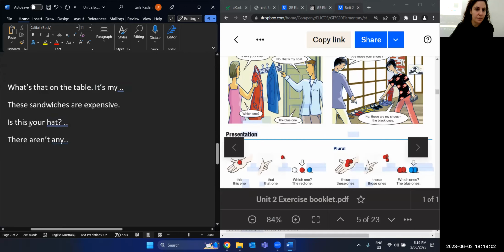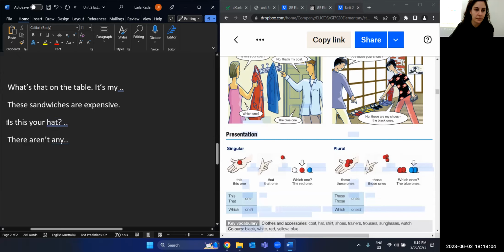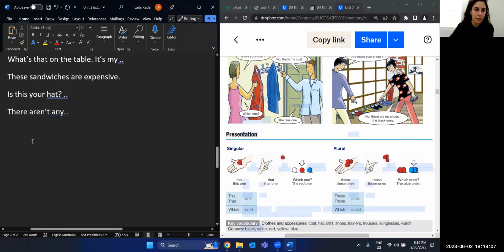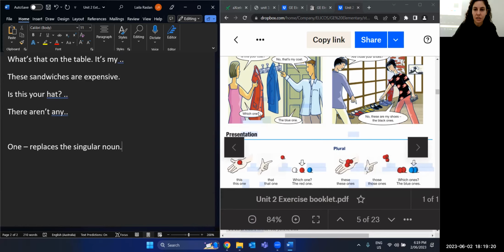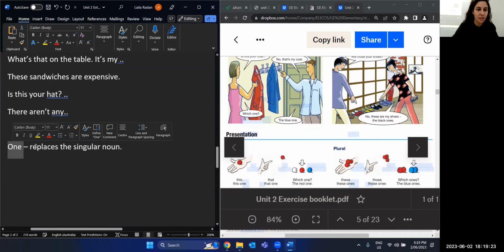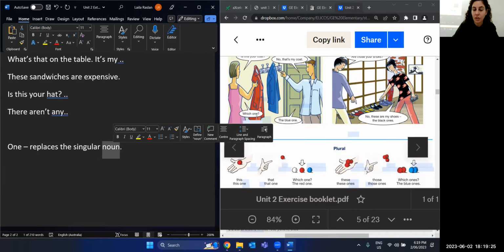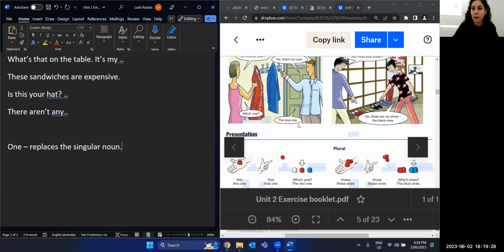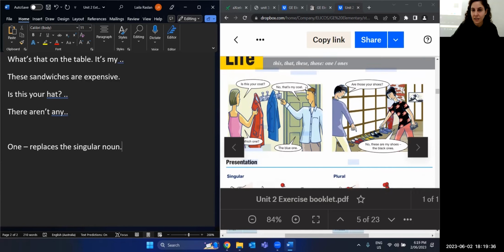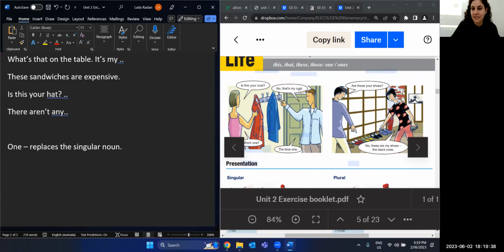So the word one replaces the singular noun. So which coat? So this word replaces the singular noun. Which coat? Which one? The blue coat, the blue one. But only if they know what they're talking about. Because in the previous sentences before, they said the noun.